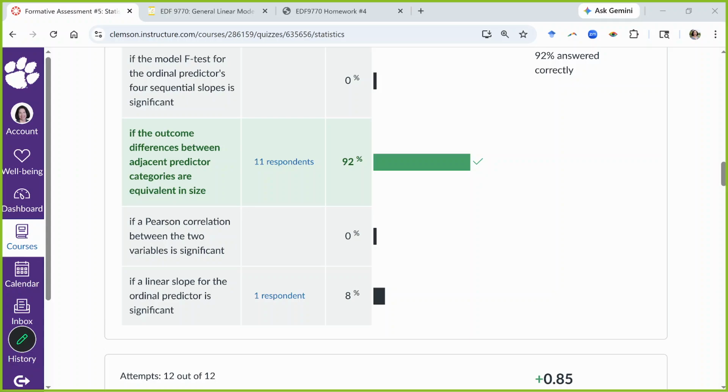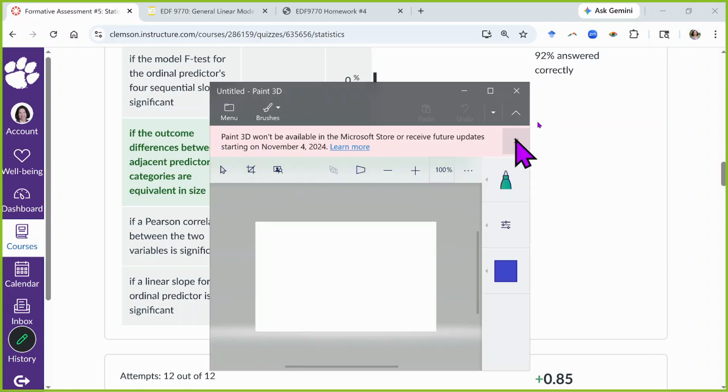So go for it. No, go ahead. I was just getting paint out and getting ready to draw.